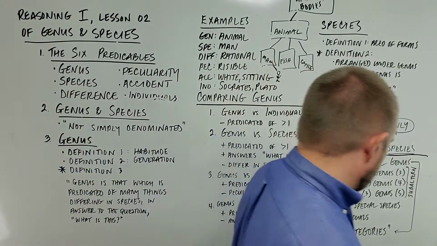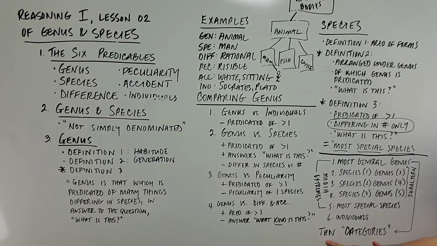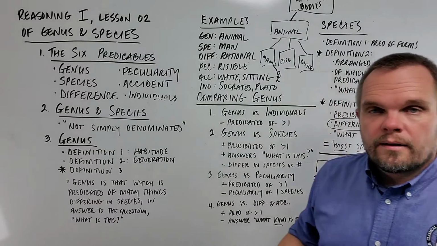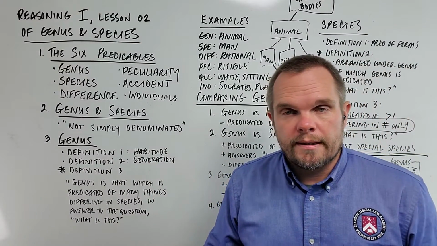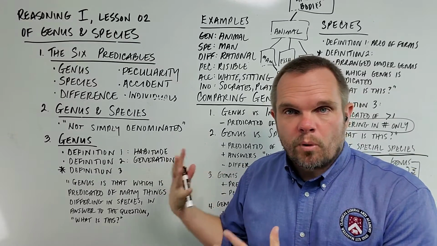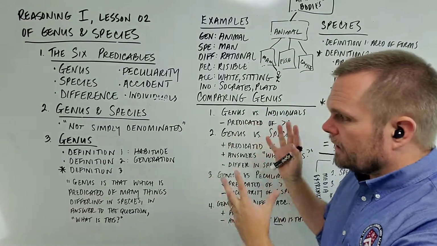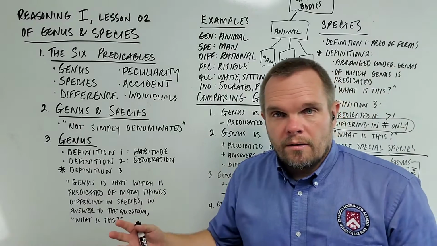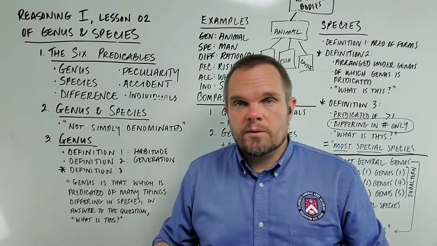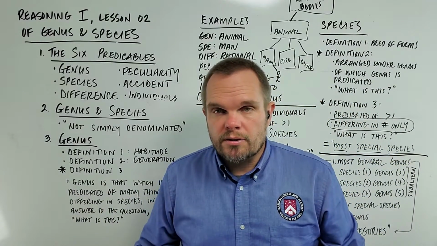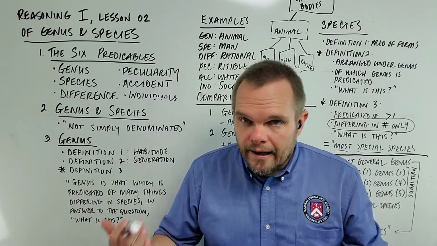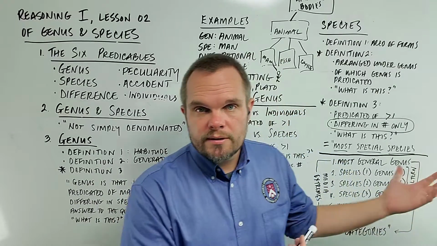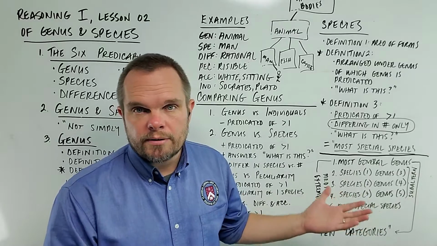Here, and you can see down here, I have as the conclusion of the whole lesson what the 10 categories are. That's why I said this is the most important lesson, because this lesson explains what Porphyry sets out to explain in the introduction to Aristotle's Categories. He shows us here what the categories are.